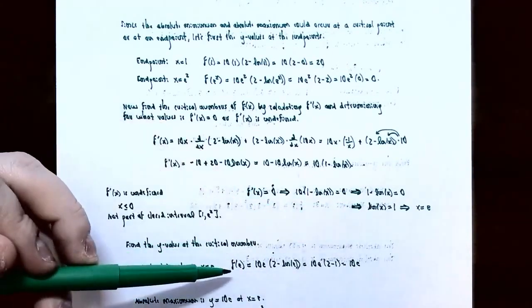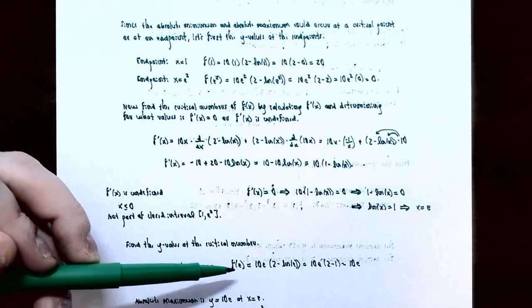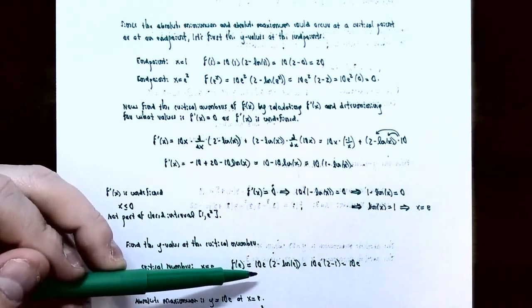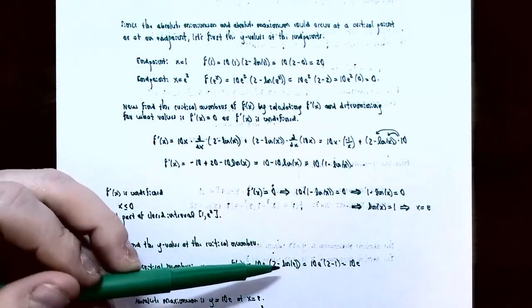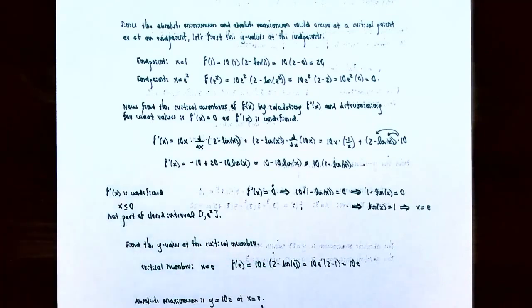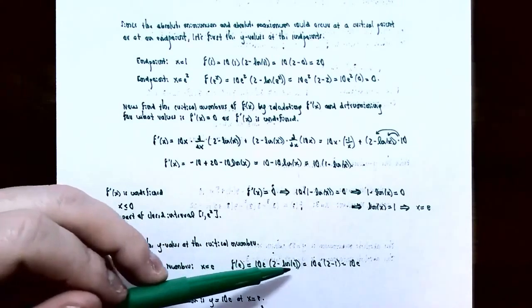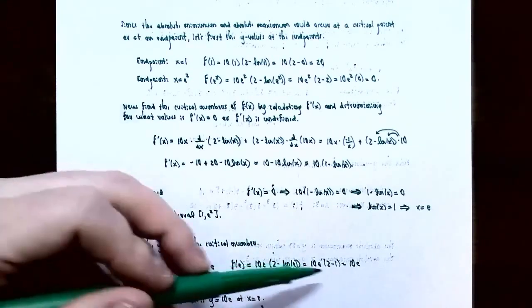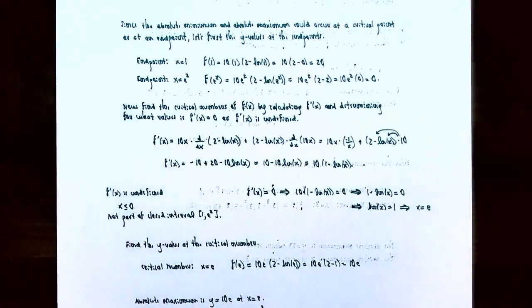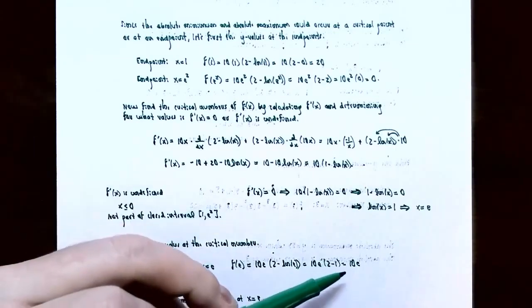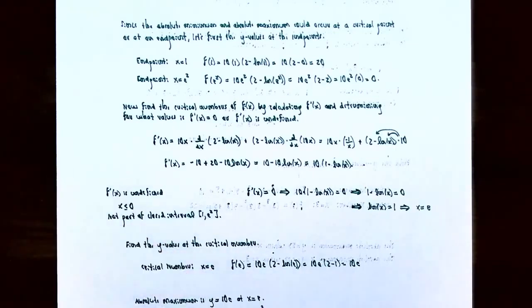So if you plug e back into the original function, you'll have f of e equals 10 times e, because it was 10 times x, times 2 subtract natural log of e, because it was 2 subtract natural log of x. And if you simplify, you'll have 10 times e on the outside of the parentheses. Natural log of e we just talked about is 1, so you have 2 minus 1 inside the parentheses. So 10 times e times 1 will give you 10 times e. That's the y value whenever x equals e.